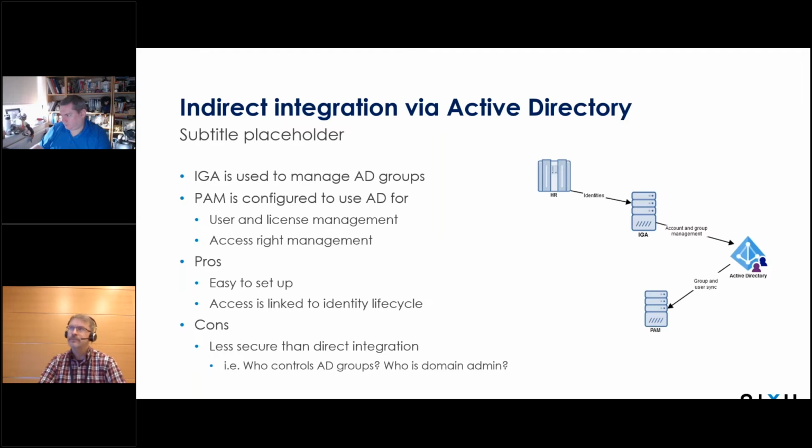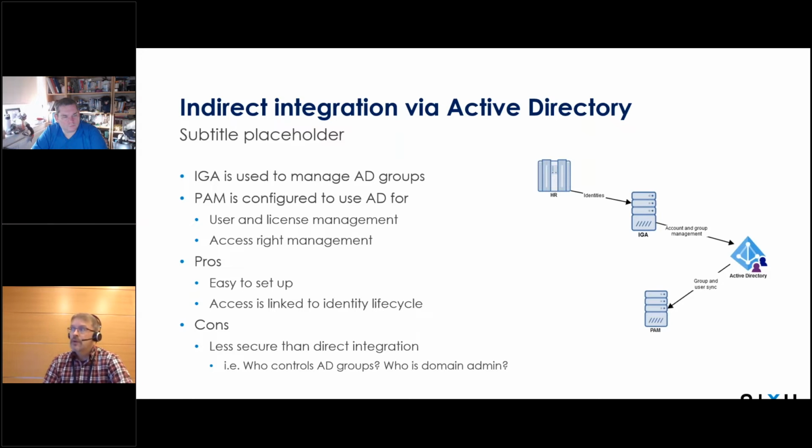Then the second option, which is the indirect integration with Active Directory. This is a very common approach and common architecture. In this one, IGA integrates with the on-premises Active Directory, and it's used to manage obviously the AD user accounts themselves, but also the AD security groups. And PAM then is configured to use those security groups for, first of all, user and license management and access right management.